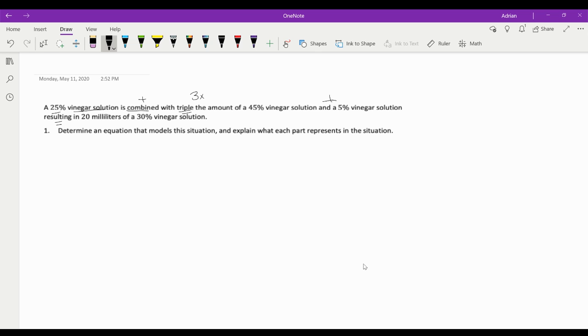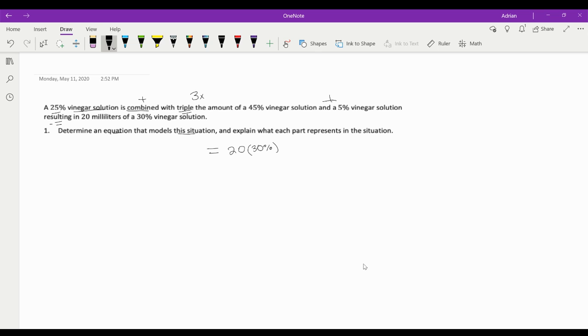solution. So if we break it down little by little to determine an equation that models this situation and explain what each part represents in the situation. So, okay. An equation first needs an equal sign. And so I have an equal sign here, and then I have it there too. So it is resulting in 20 milliliters of 30% vinegar solution. So 30% of it is vinegar. Now I can do 30% times 20 or 20 times 30% because it's commutative. I can switch them around.